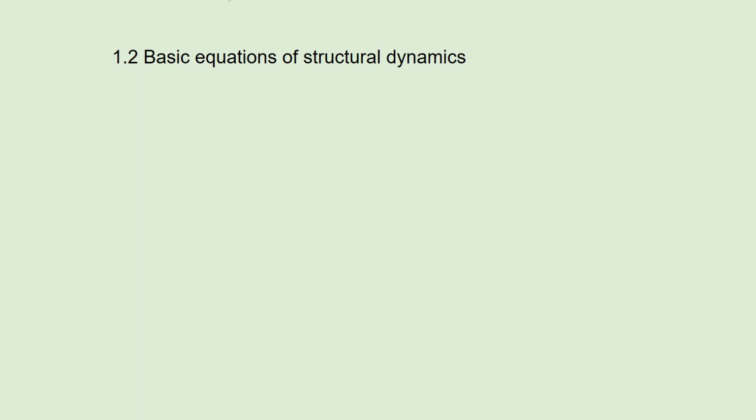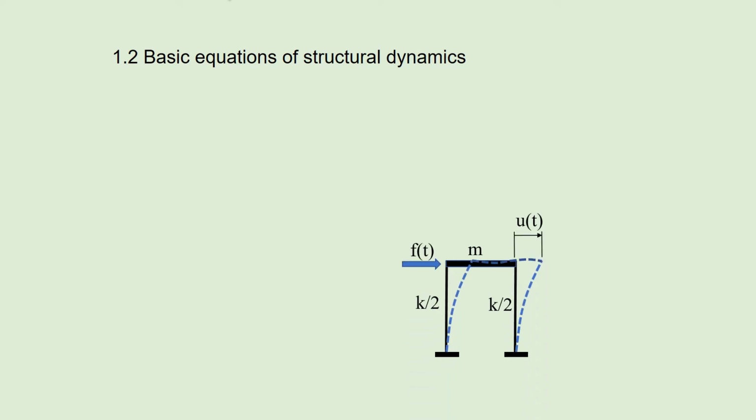1.2 Basic Equations of Structural Dynamics. Here is a single-story house which is supported by 2 columns. The mass is m and the spring constant k/2 for each. When it is subjected to the external force F, it displaces u. This can be modeled as the single degree of freedom model, SDOF, with 1 mass and 1 spring.